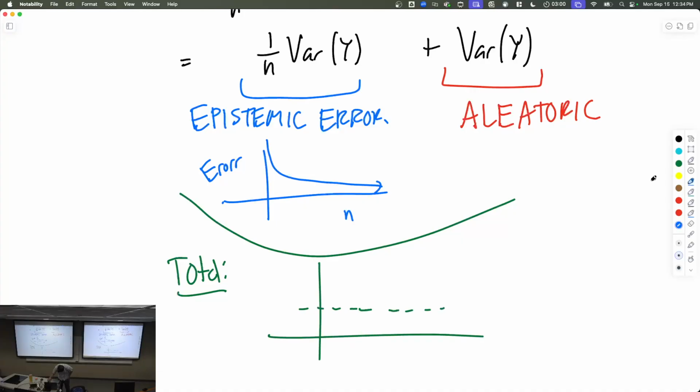So this was the function 1 over n. And then this is the function, let's put 1 plus 1 over n times the variance. Okay, and this is n on the x-axis. Getting really, really close to just the variance over here. This is 1 over n times the variance. That one goes to 0.